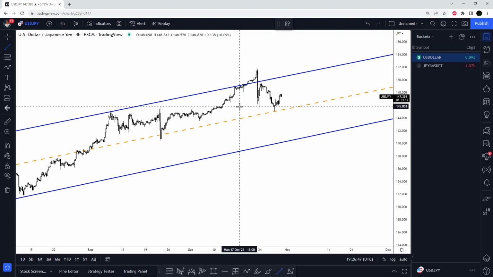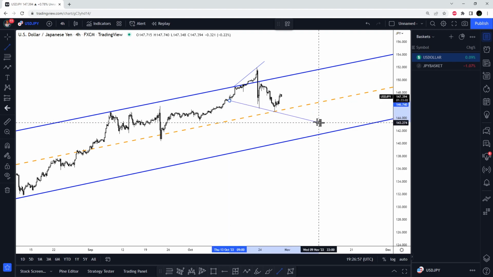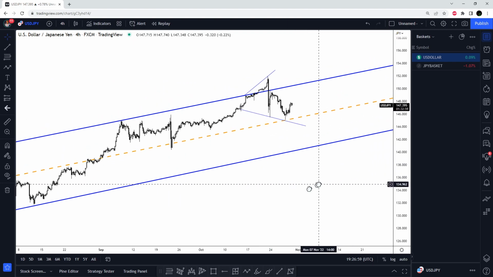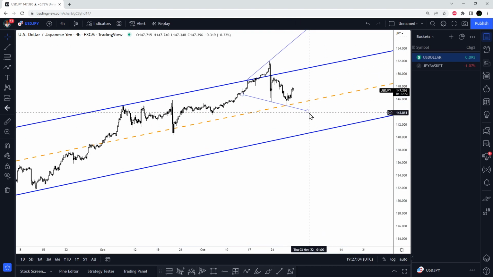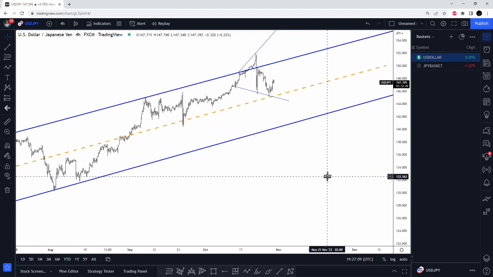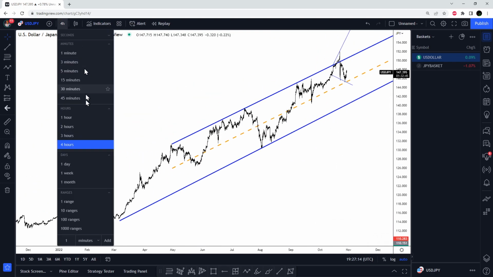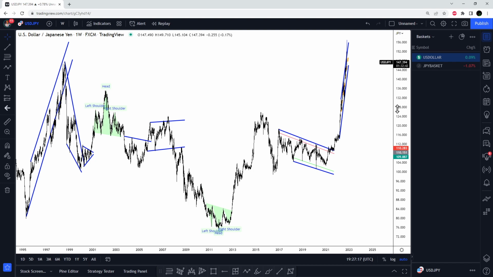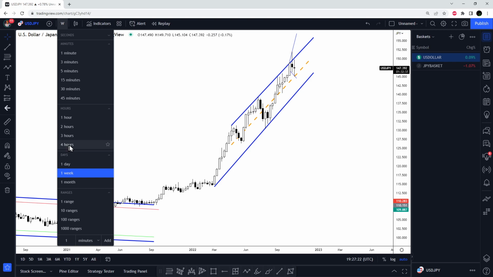Let me just try to trace this. A megaphone type of structure, and if it breaks this, it's very bearish. But I'd be curious to see what happens here. Let's say there's a few ways I could trade this.